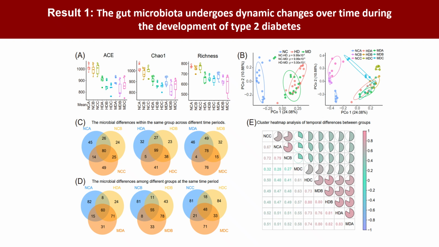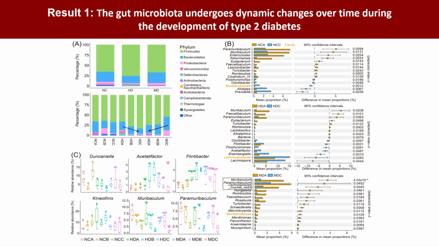Beta diversity also indicated intergroup differences at different sampling points, such as between the MDA and MDC, HDA and HDC. The Venn diagram showed that the MDA and MDB groups shared few ASVs with the MDC group. Clustering analysis also revealed that the MDA group was distinct from the other two groups. Over time, Bacteroidetes levels declined in the HD group but rose in the MD group.